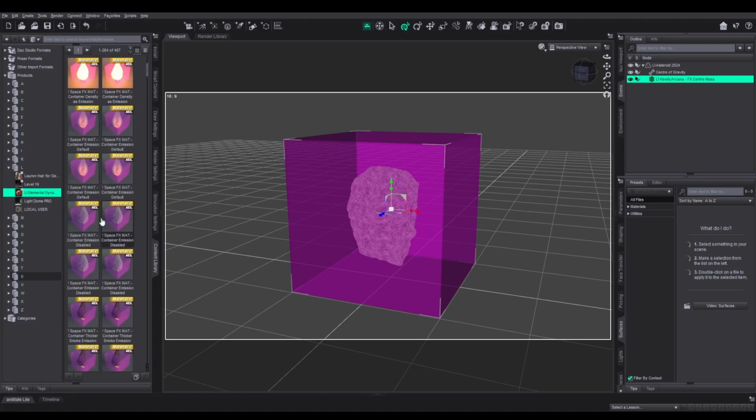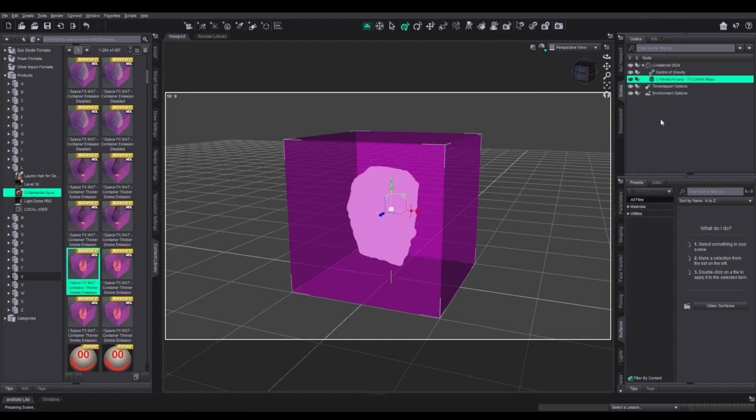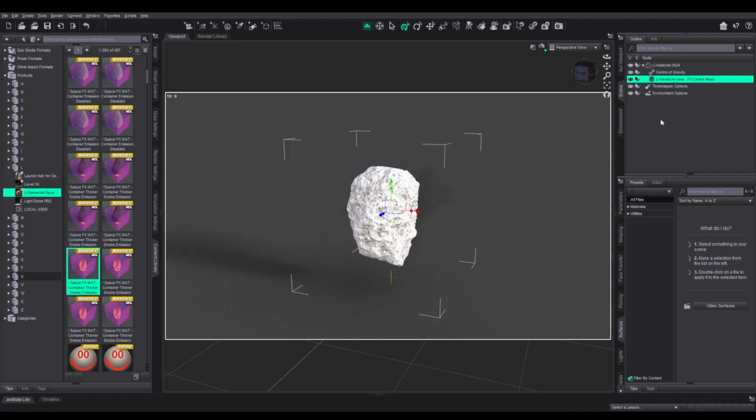This is just what I've been messing around with. If we take this one, or actually take this one, that looks like it's just fire. Okay, so where is it? I'm not seeing anything. I have no idea what that is.